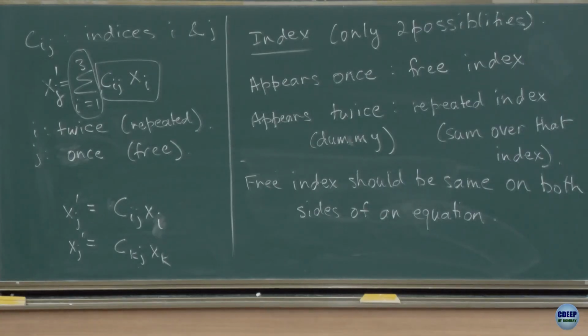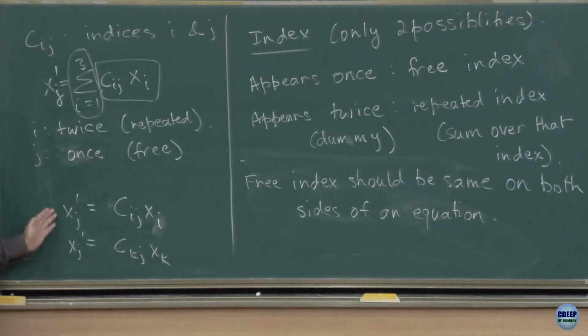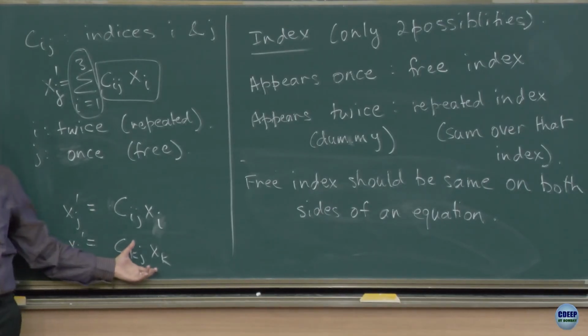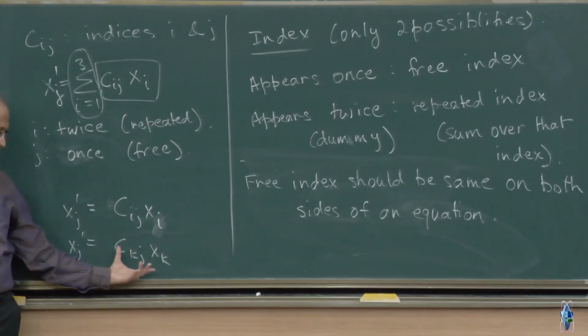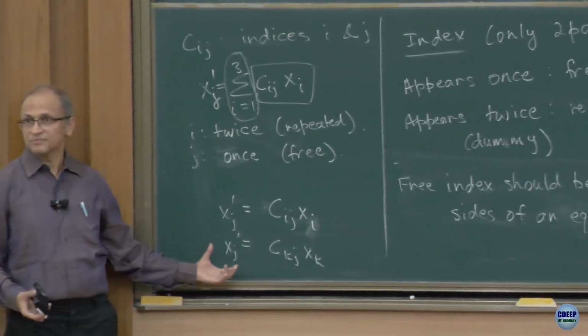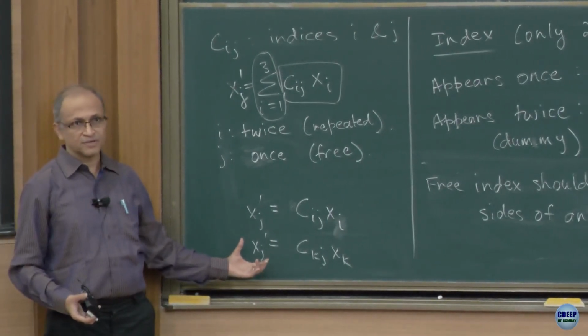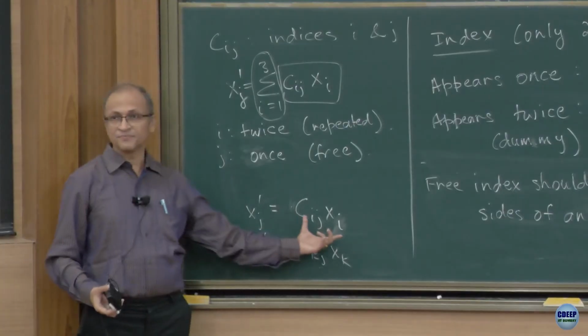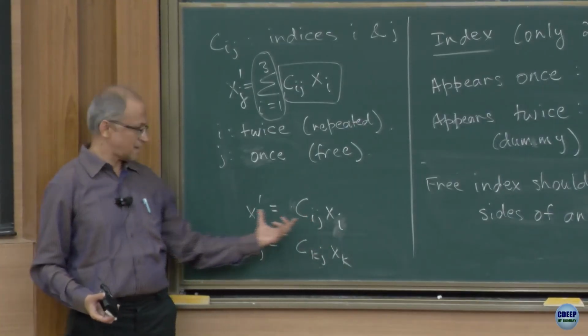So if I check whatever we are claiming, is this equation correct? What are the free indices on the right hand side? Free index on the right hand side, j. What is the free index on the left hand side? j. What about here? Free index is j and j here again.